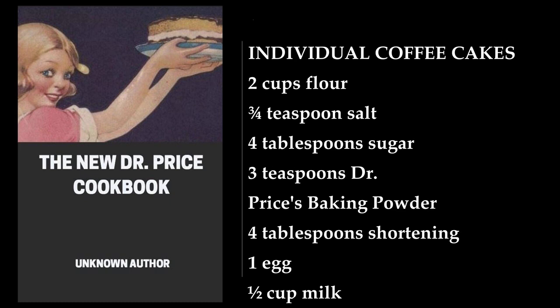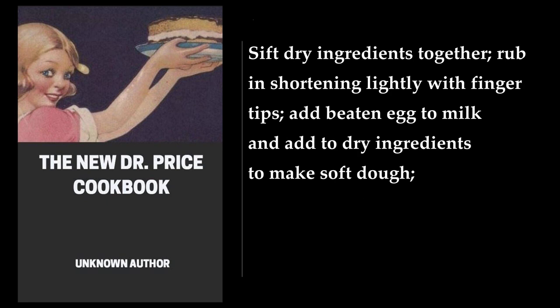Individual coffee cakes. 2 cups flour, 3/4 teaspoon salt, 4 tablespoons sugar, 3 teaspoons Drive Prices baking powder, 4 tablespoons shortening, 1 egg, 1/2 cup milk. Sift dry ingredients together, rub in shortening lightly with fingertips, add beaten egg to milk and add to dry ingredients to make soft dough.